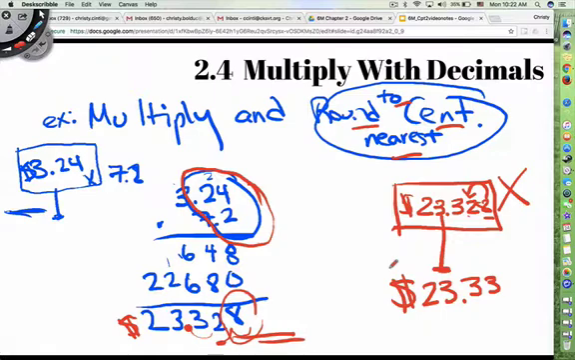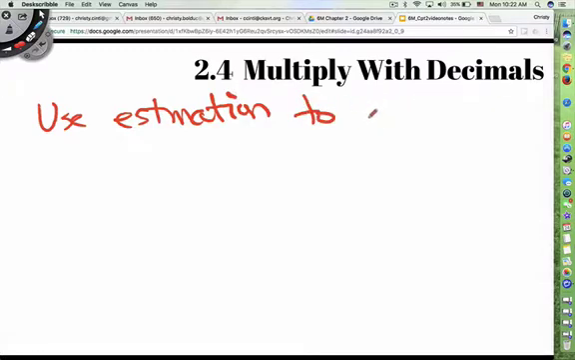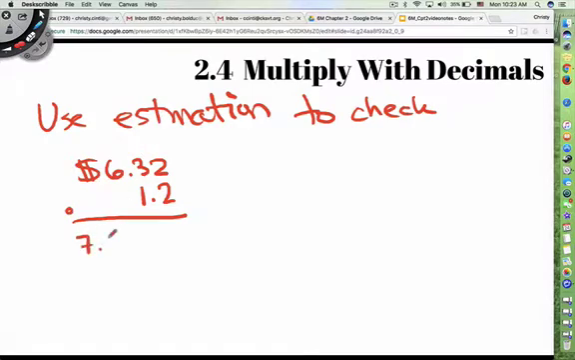Another type of question that you might be asked here is to use estimation to check your answers. If you were asked to use estimation, that just means that you're going to estimate your answer and then check it using that. So in this scenario, $6.32 times 1.2, I went ahead and did the math already, so we would have gotten 7.584. Because it's money, we always round to the nearest cent, so that means that we need to get rid of this. Remember that there were 3 decimals here, so that's why it's 3 here. We're going to round this. It doesn't get rounded up, so the cost is $7.58.